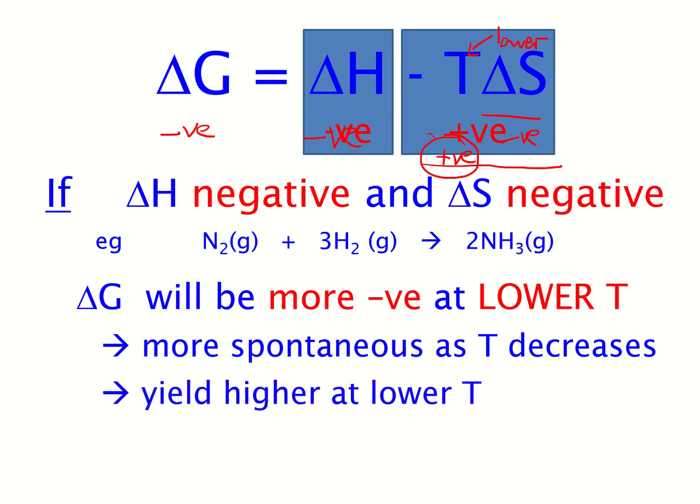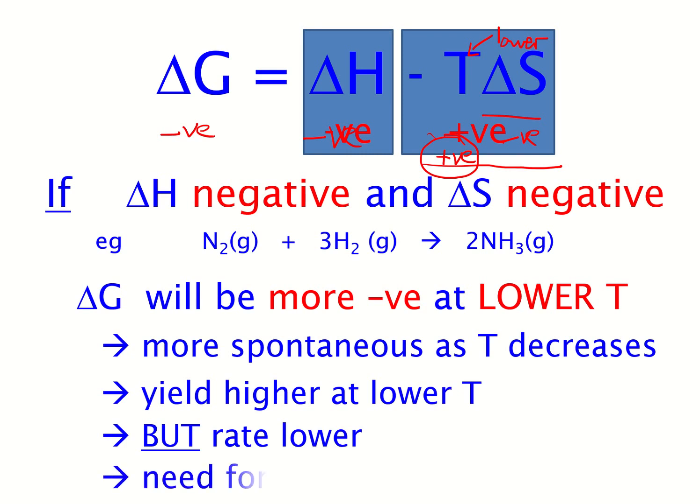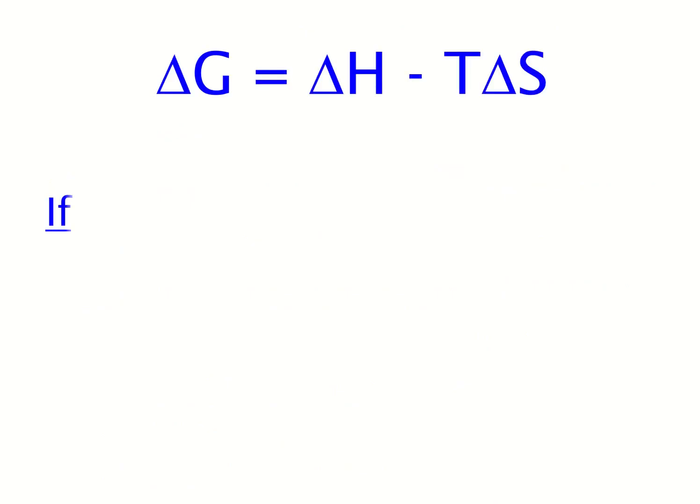So this is where catalysts come into play, where you try to use a catalyst to allow you to still get a decent rate of reaction at lower temperatures and allow you to get a good yield as well as a good rate. Okay, let's have a look at this one.